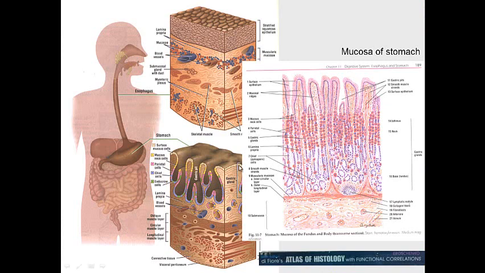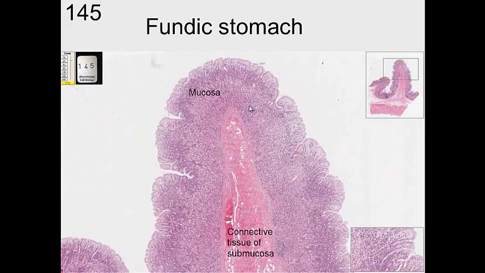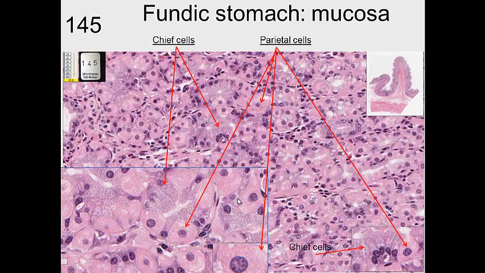Another tissue we want to look at is the mucosa of the stomach. So the mucosa is the epithelium lining the stomach. It is the lamina propria and the muscularis mucosa. So those three things make a mucosa. And we'll look at the mucosa. Here's the mucosa, and this is the submucosa, connective tissue of the submucosa.